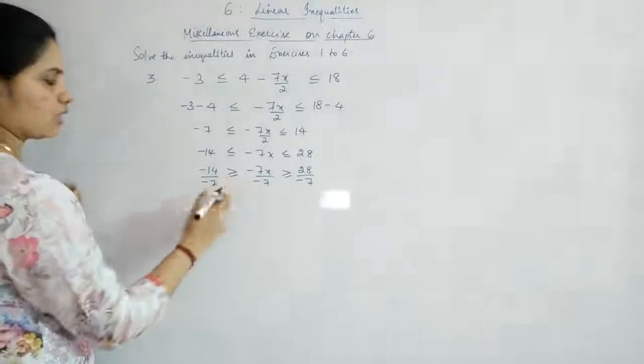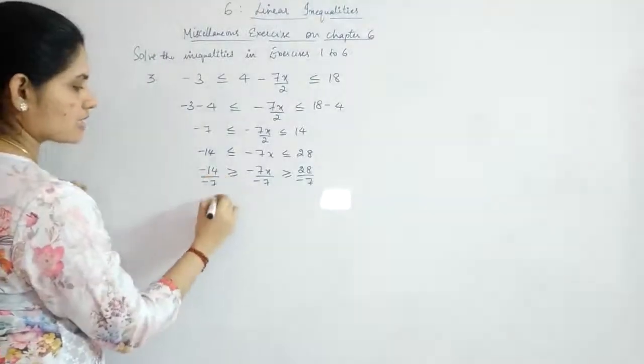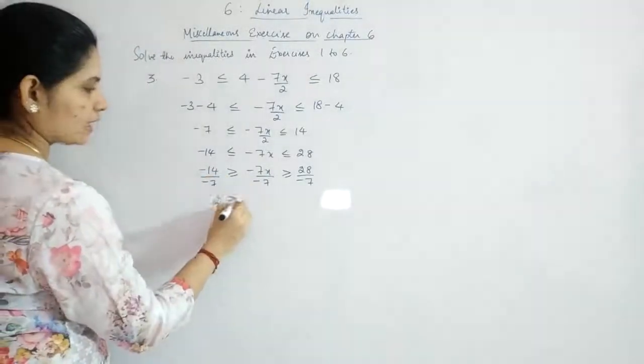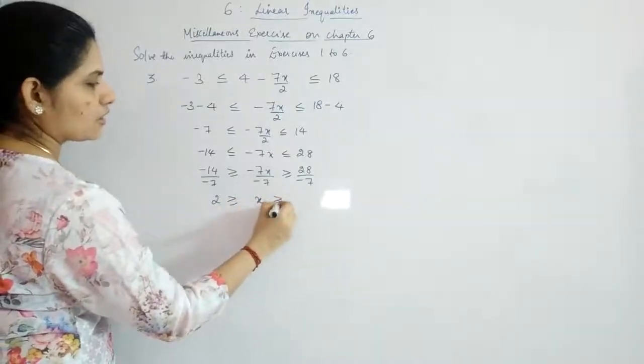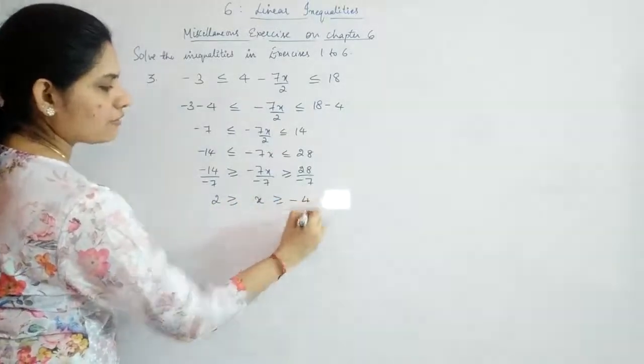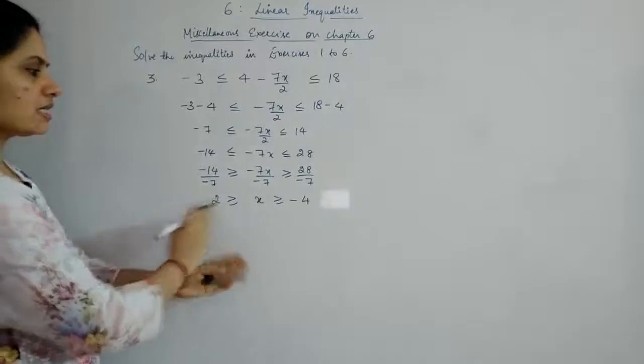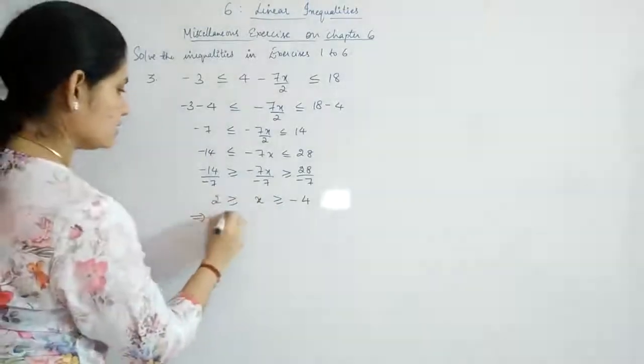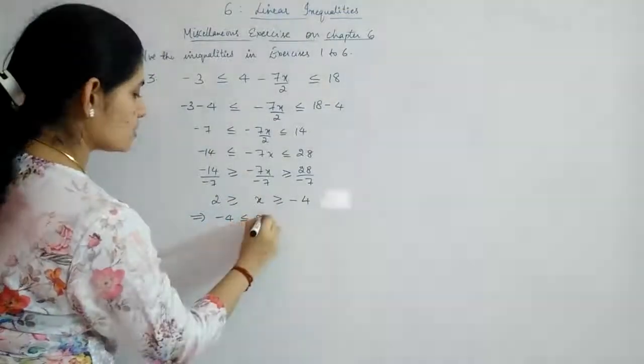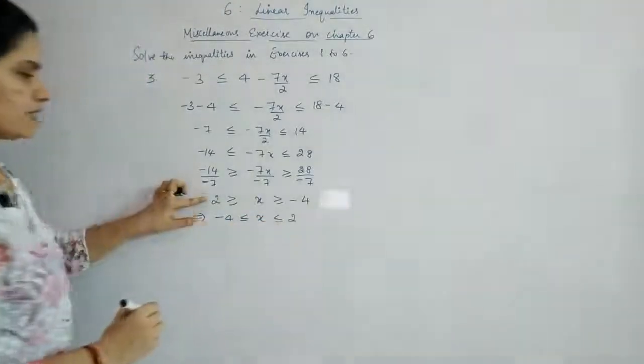Okay, this is very important. Now here what you will get, negative gets cancelled and this will give you 2, greater than or equal to x, greater than or equal to minus 4. Now again we are just rewriting this as minus 4 less than or equal to x less than or equal to 2. Both have the same meaning.